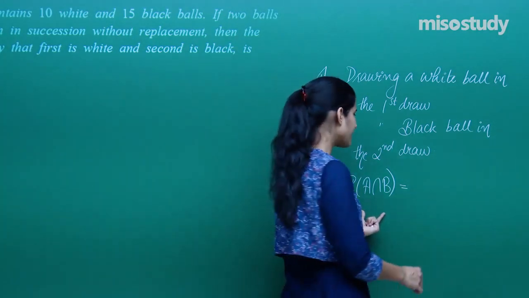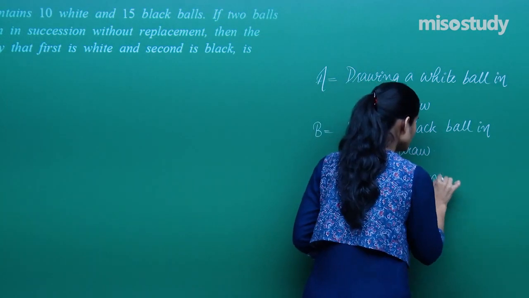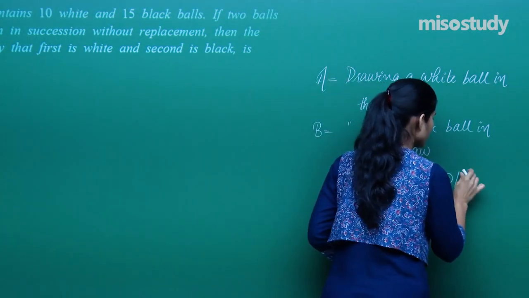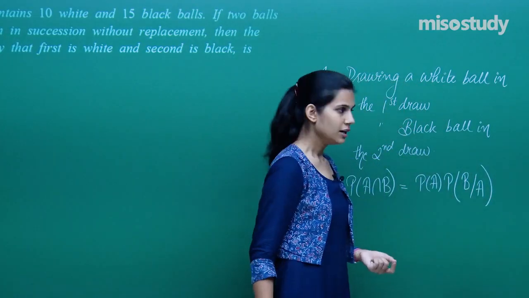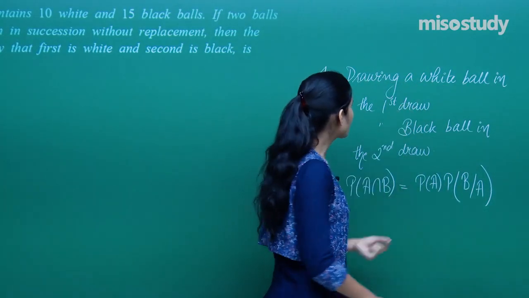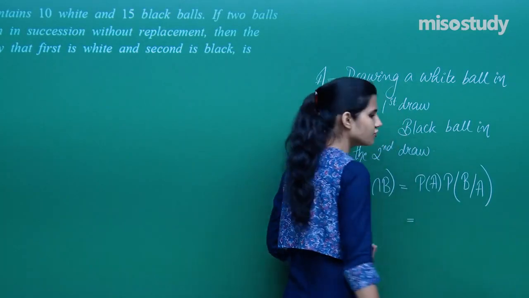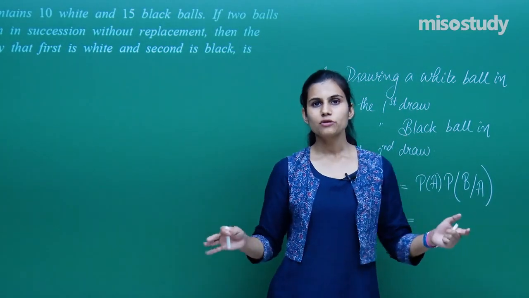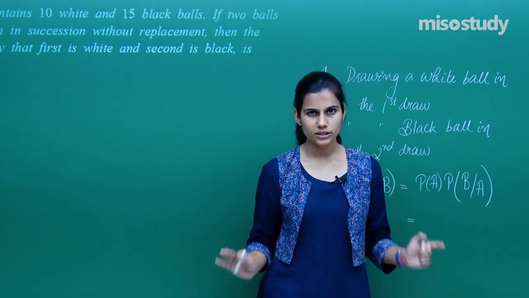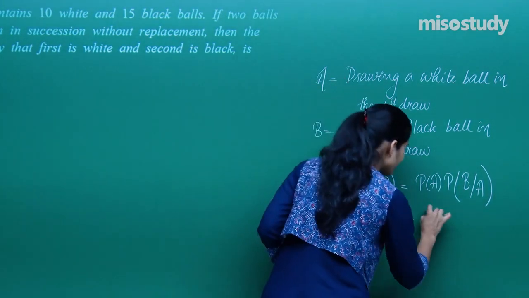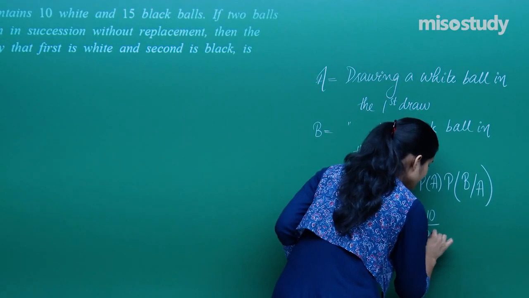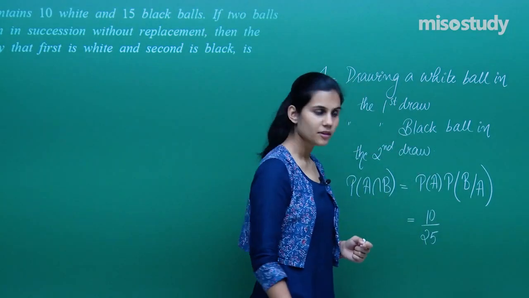What is this? We know this, multiplication theorem, right? Probability of A into probability of B by A. Probability of A means probability of drawing a white ball in the first draw. Right now in the bag you have 10 plus 15, 25 balls in total. Out of that you have 10 white balls. So clearly 10 by 25 is the probability of happening of event A.